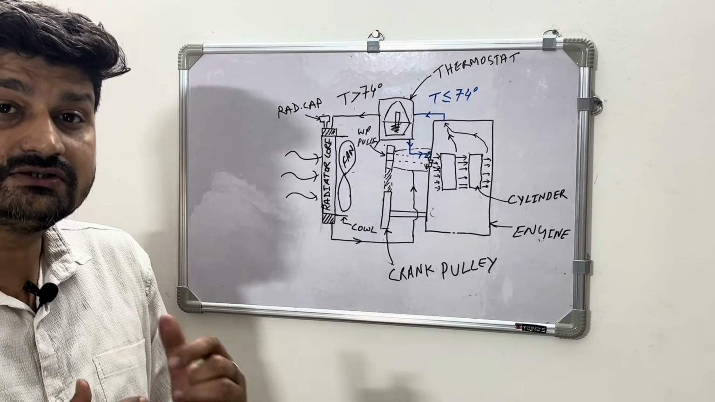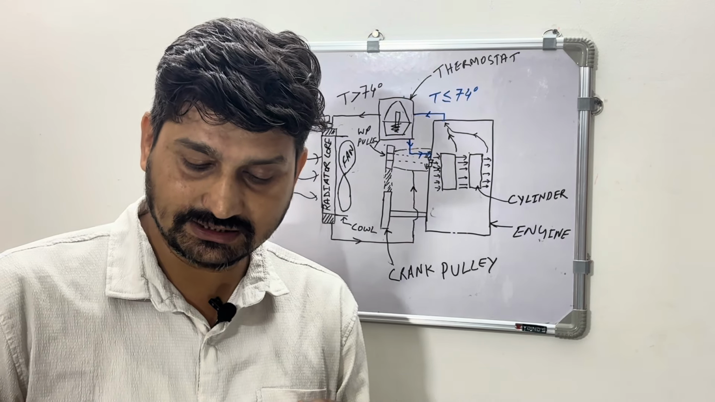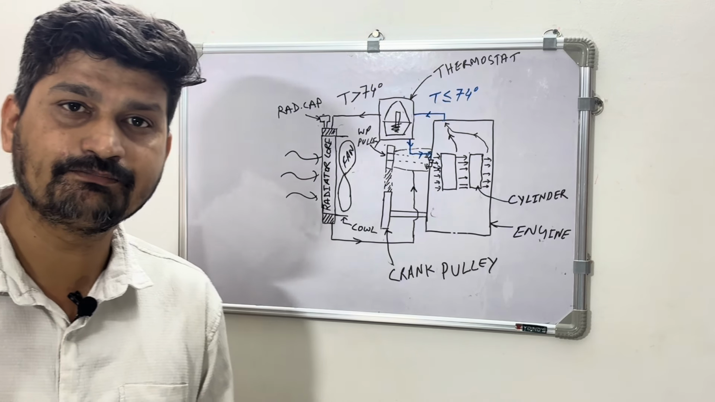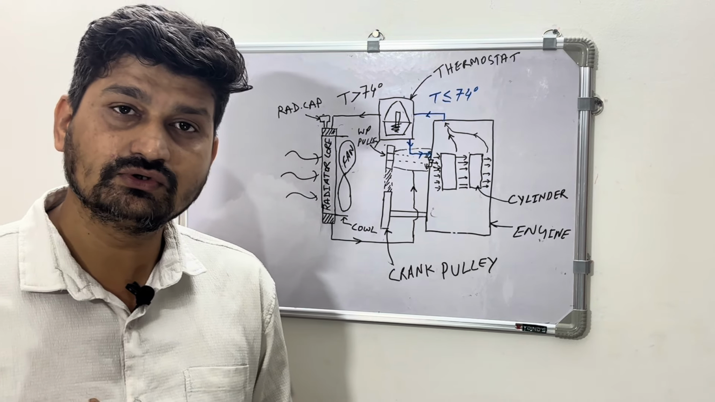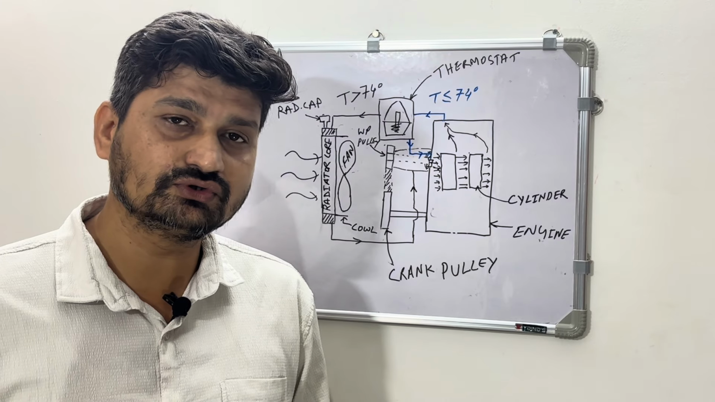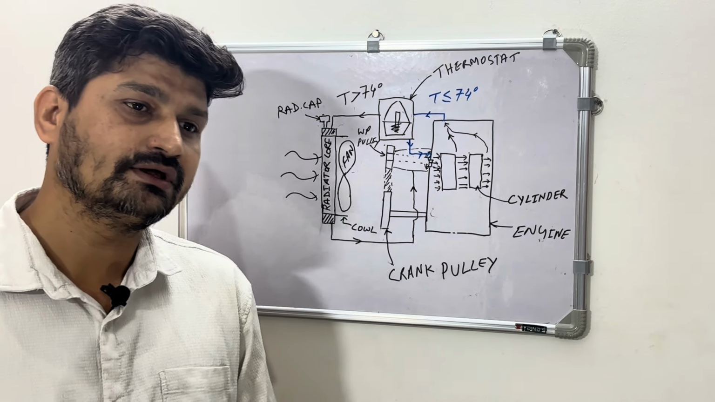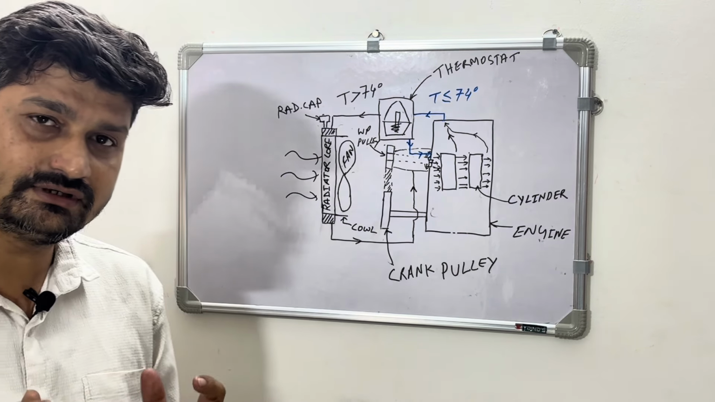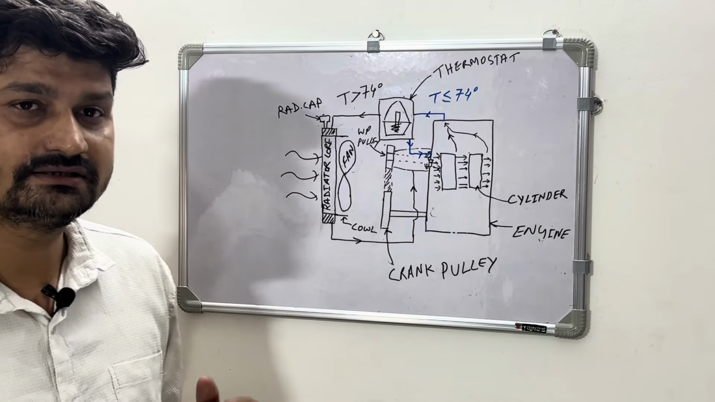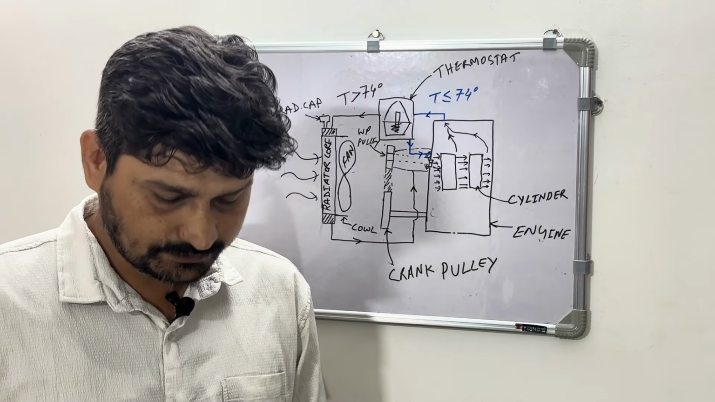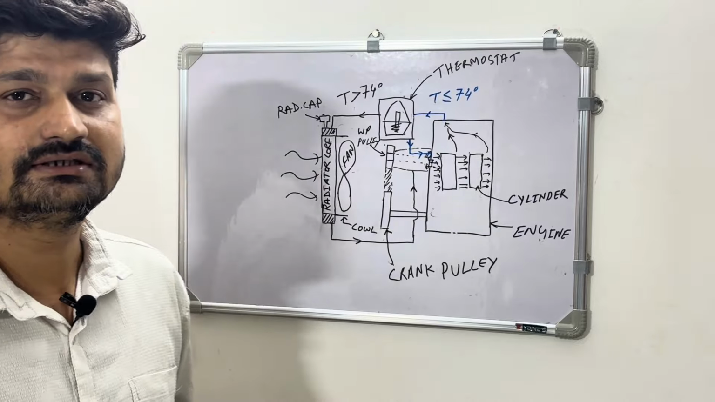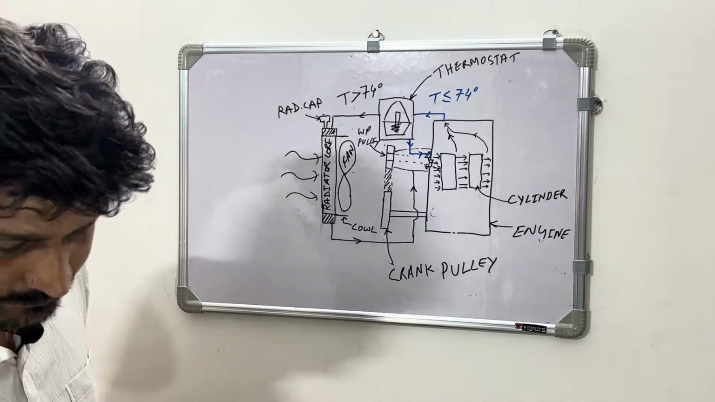So which part is more dominating? Either convection is more dominating, conduction is more dominating, or radiation is more dominating, or do we need to consider all these heat transfers while calculating the radiator? Let me tell you some basics of the modes of heat transfer.